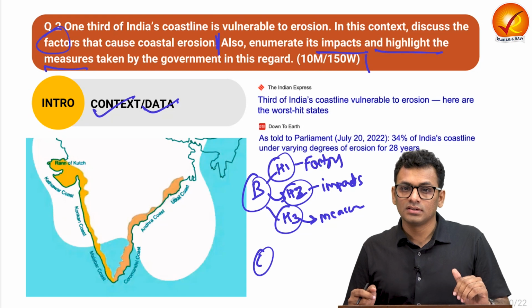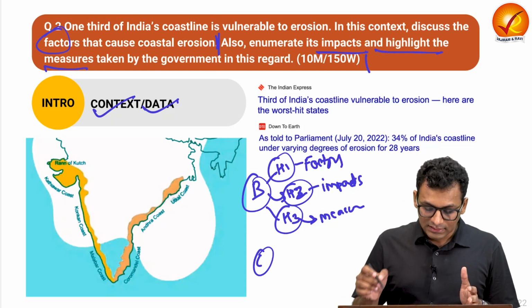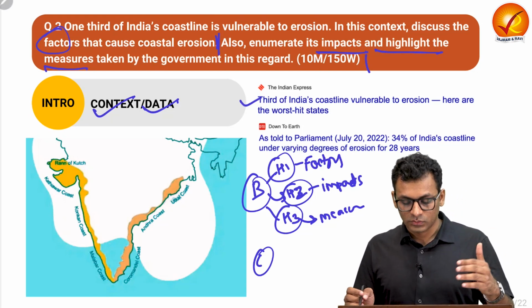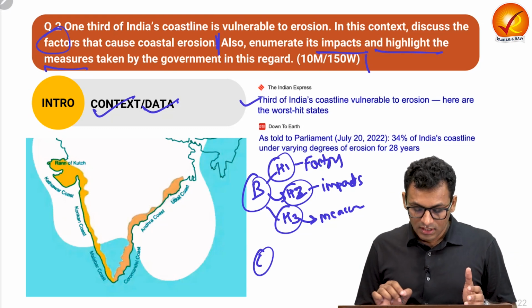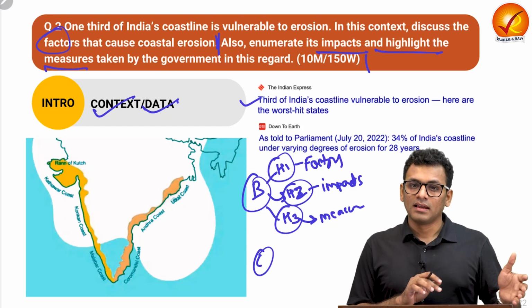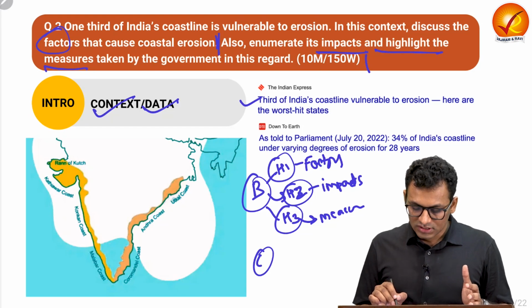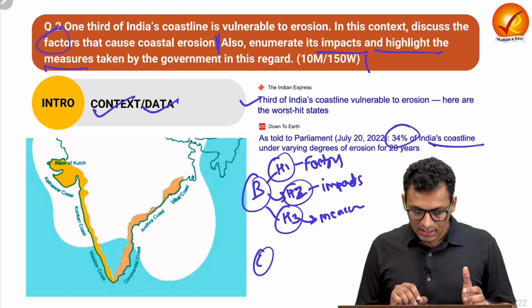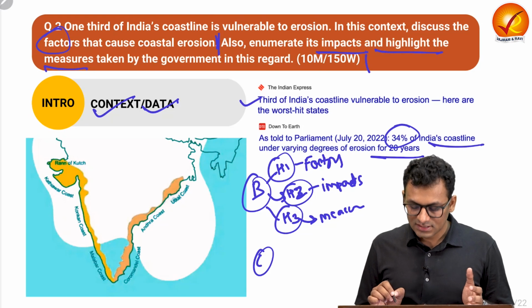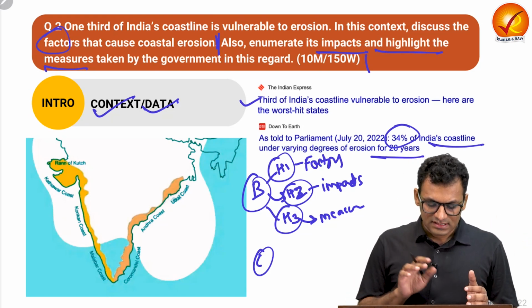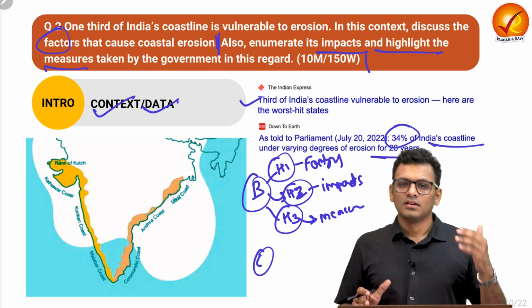Let's start with the introduction. In the introduction, you can provide the context. You can talk about how 1/3 of India's coastline is vulnerable to erosion. You can also talk about how in the parliament we have understood that 34% of India's coastline has been going through erosion for the last almost 30 years. So this is the kind of data and context you can provide for the introduction.